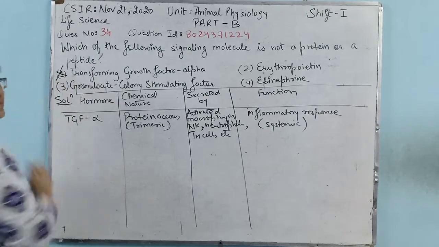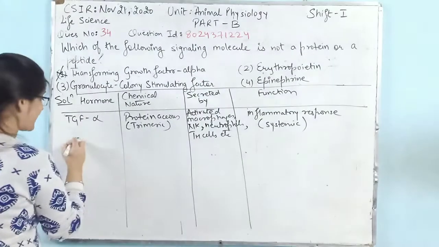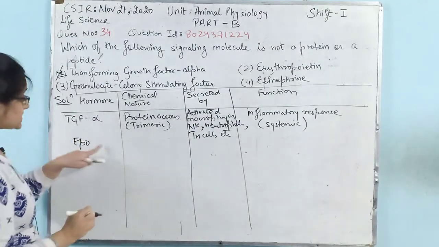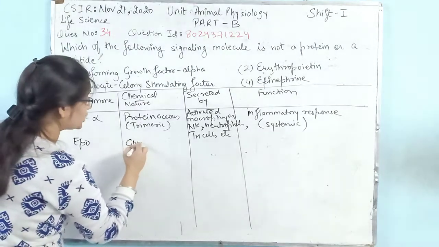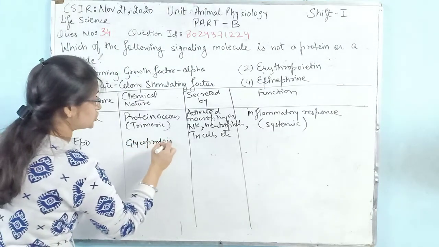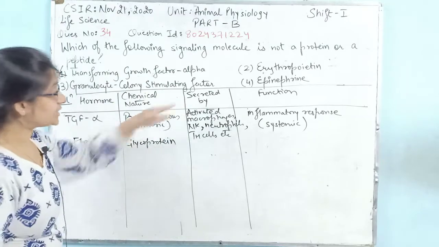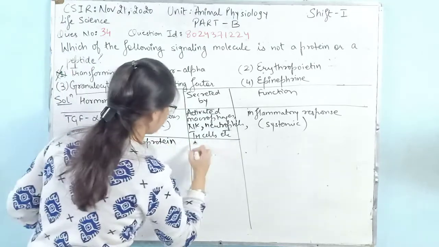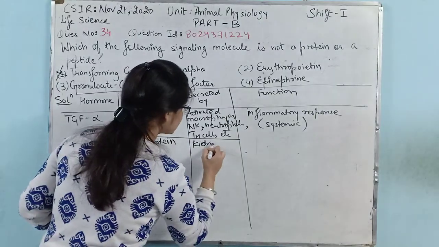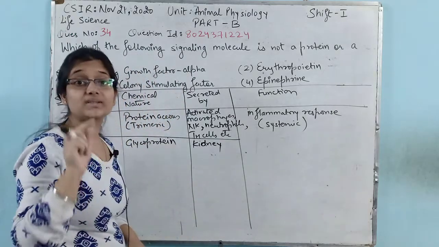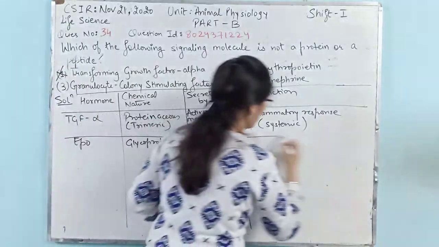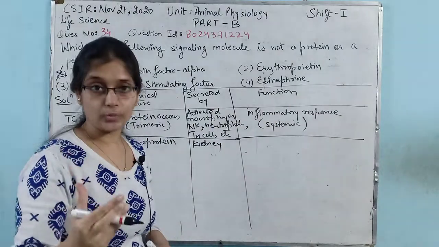This eliminates this option. Then erythropoietin. This is a hormone which is glycoproteinaceous in nature, and this is secreted by kidney cells under hypoxia conditions. Hypoxia is when the oxygen level is low.